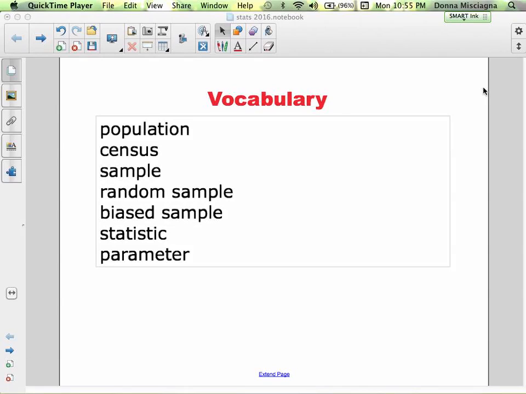Welcome to statistics. In this lesson, we're going to be learning about some concepts related to statistics. Here we have some vocabulary words we're going to be learning about in this lesson: population, census, sample, random sample, biased sample, statistic, and parameter.